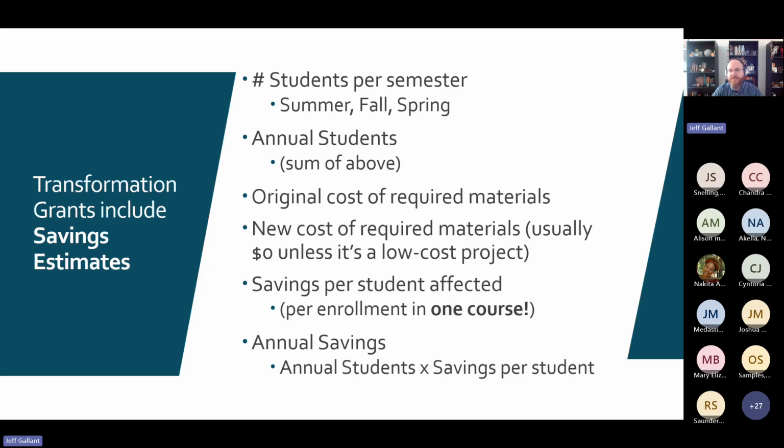So long as your project is continuing, and we keep checking in with you per year, hey, how's it going? If you say, yes, this is continuing, then we can track that you are still saving students a certain amount of money. So the number of students per semester, you'll need to know that average. The annual amount of students, that's the sum of the 3 semesters above.